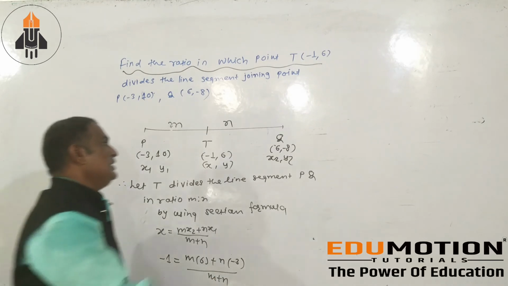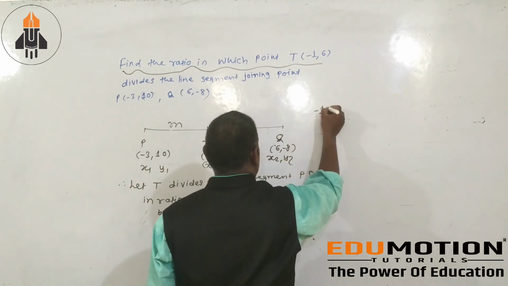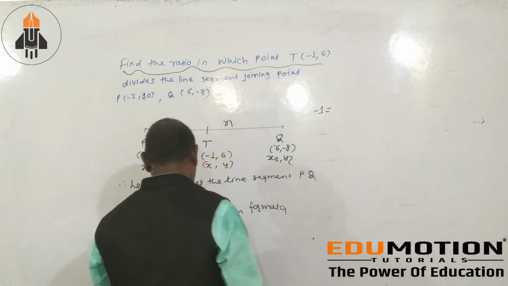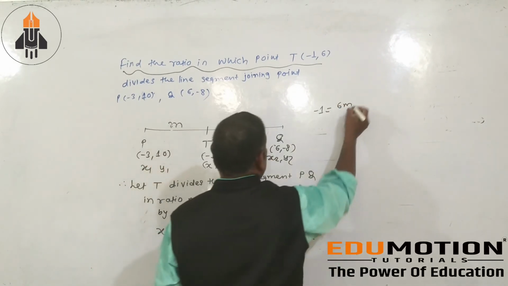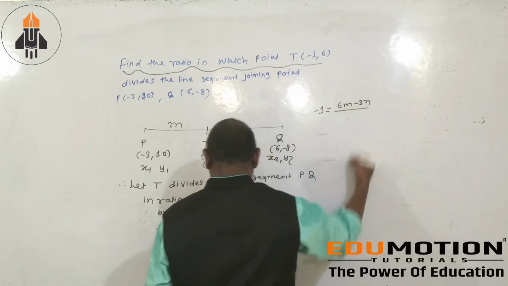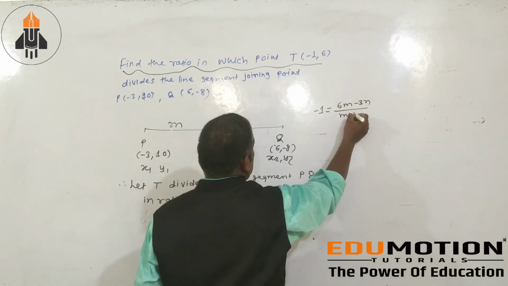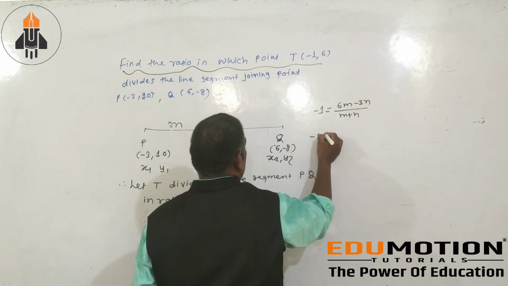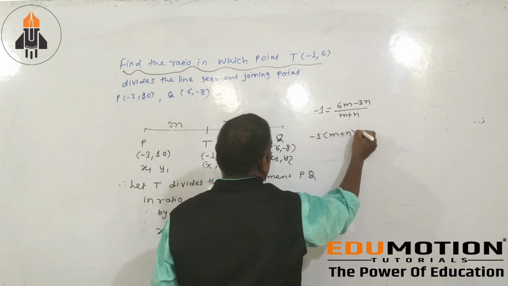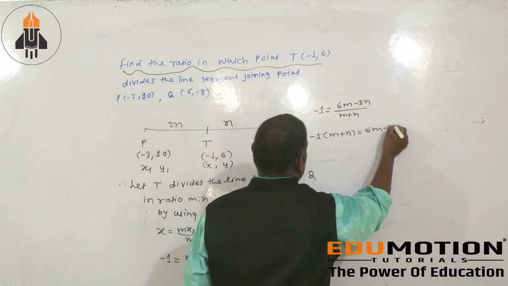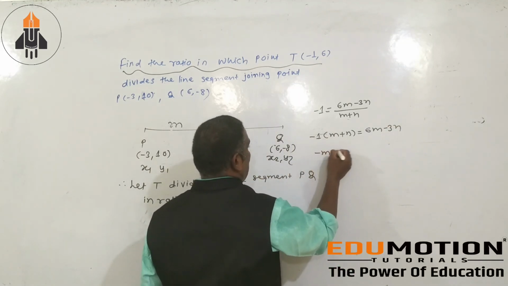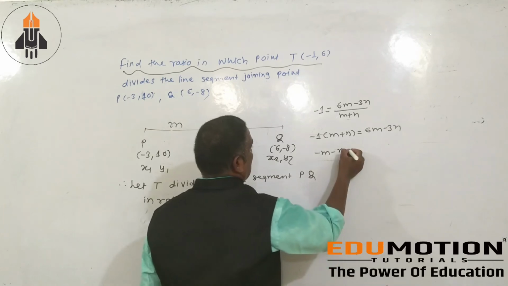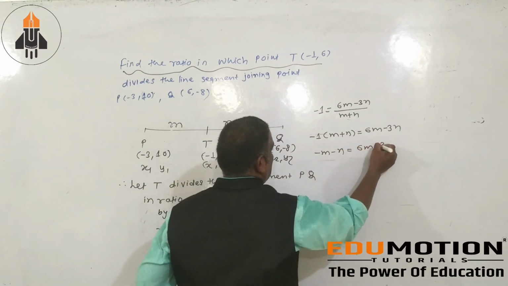Okay. Then we get -1 equals to 6 into m, 6m, then -3n divided by m plus n. Then take cross multiplication: -1 into m plus n, that is equals to 6m minus 3n. Then this, minus m minus n equals to 6m minus 3n.